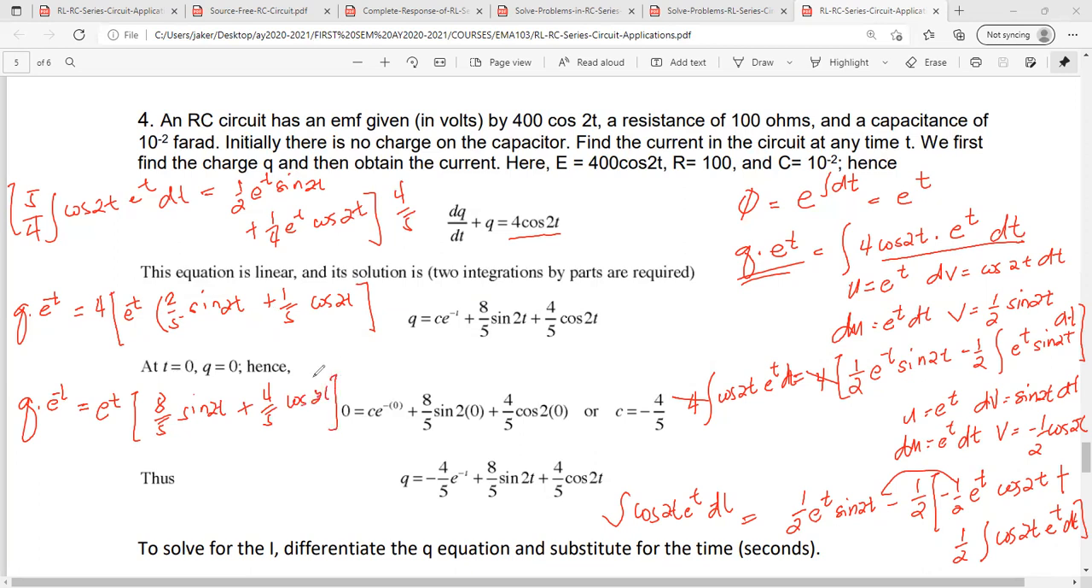cosine of 2t. Remember that this is an integral. There has to be an arbitrary constant of integration. So I'd like to write it here so you will see plus the c. Now, since you have only the q here, meaning this e raised to t was transferred to the right side by division. So what will happen? You'll have q equal to, this cancels out and leaves you with 8 over 5 sine of 2t plus 4 over 5 cosine of 2t plus c e raised to negative t.